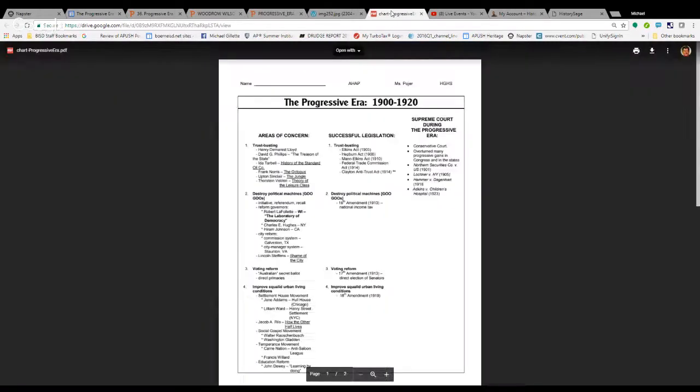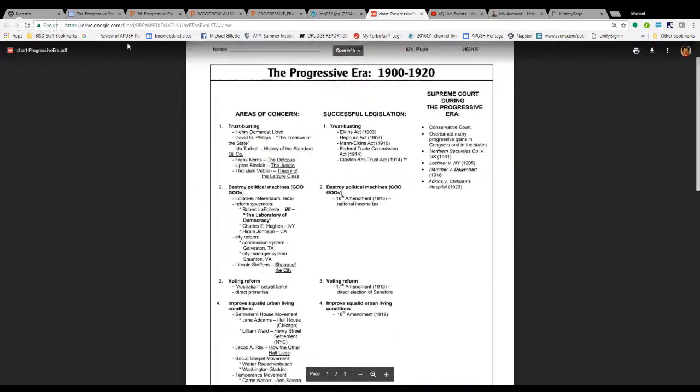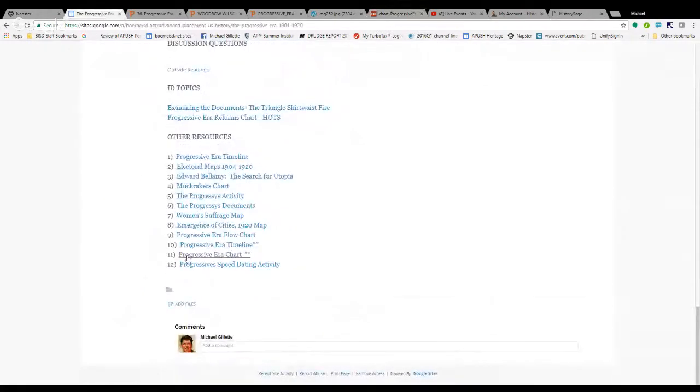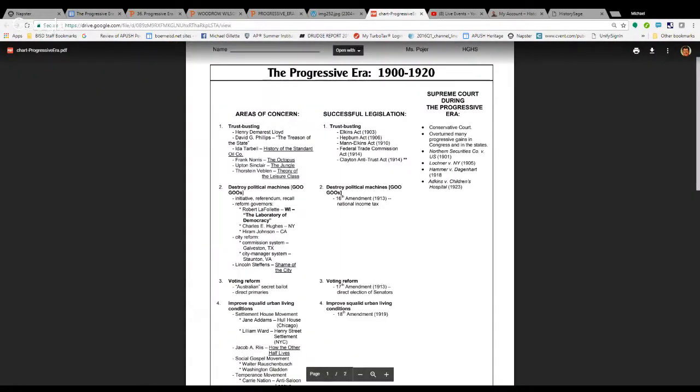Remember this chart that I showed you the first day we covered this. I said, hey, listen, go to the Progressive Era Google site, go down to the bottom. It says Progressive Era chart, and it's got the 2 stars. This chart essentially breaks down each area of progressive reform.